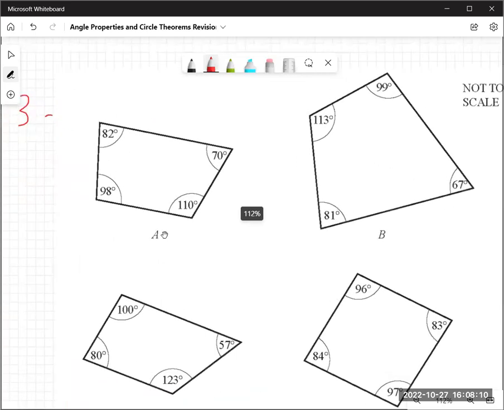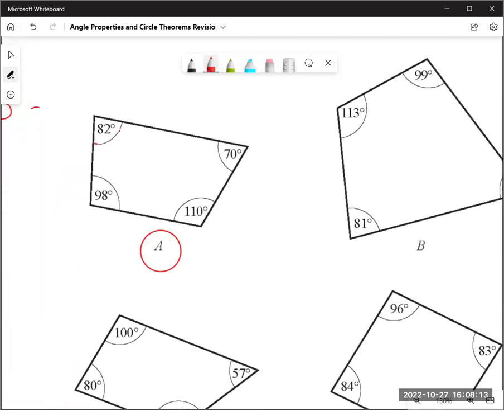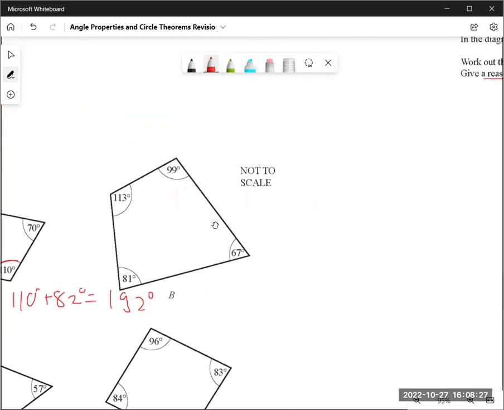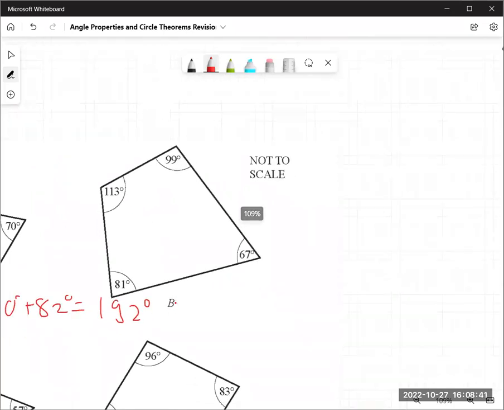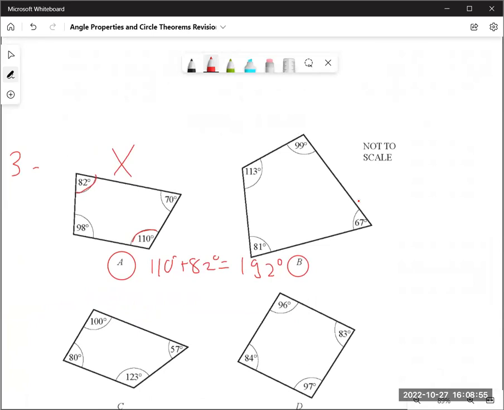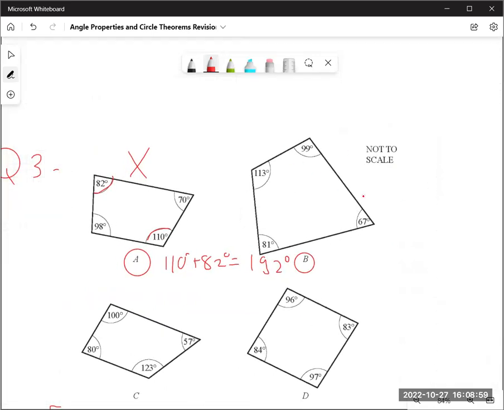Well, to prove it, firstly, let's try with A. So that means the opposite angles, this and this, must add up to 180. Is 110 plus 82 equal to 180? No, that's 192. So then this cannot be a cyclic quadrilateral. Is that clear? Yes. Now, Niranjana, listen to me. So now for the second one, part B, how do I prove if it is a cyclic quadrilateral or not? My job is to prove whether shape B is a cyclic quadrilateral or not.